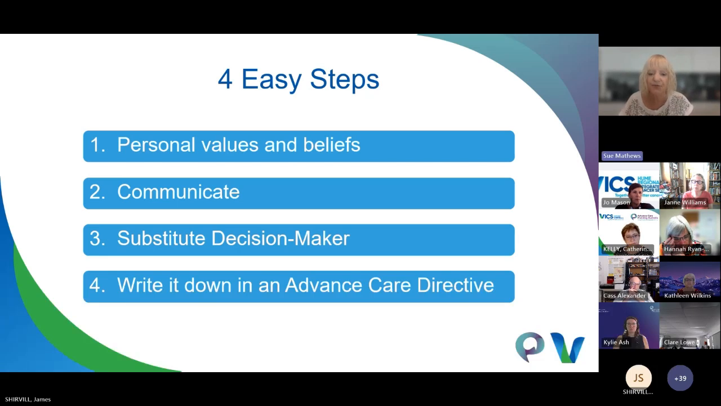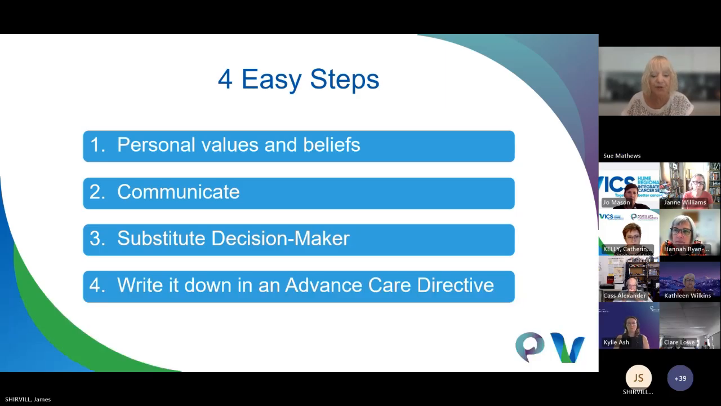So once you've done your soul searching and know where your bottom line, your line in the sand is, it's time to move on to the next step, and that's to communicate. The second step involves communicating your wishes to your family, loved ones, and medical team. Tell them what's important to you and why, so they have a full understanding of what's important to you. Communicating with your loved ones is one of the most important steps.